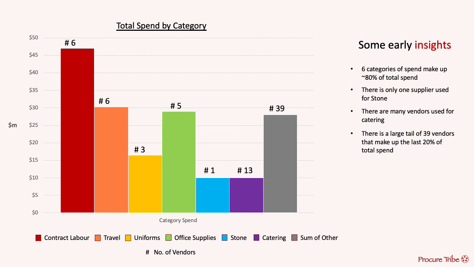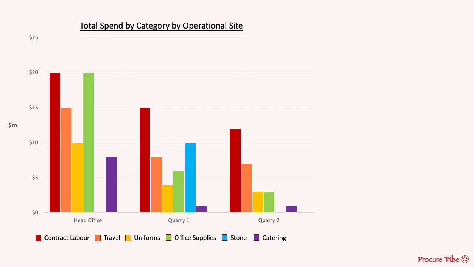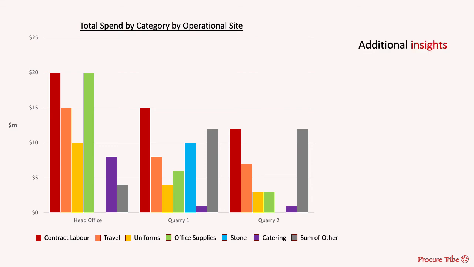For our quarry business, we have 3 operating units. So this business has a head office and 2 quarry locations. We've now assigned the spend to the 3 locations, and consequently we can draw some further insights. The head office is the biggest overall spender, with Quarry 1 second biggest and Quarry 2 being the smallest. Quarry 1 is the only site that purchases stone, which tells us there must be something different about this site.